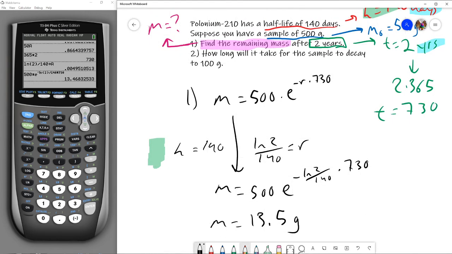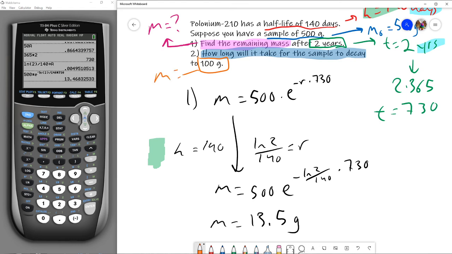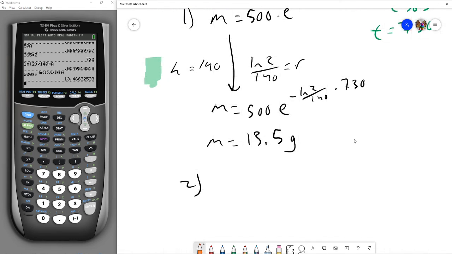So we're asked how long will it take for it to decay. That means we are looking for time. So this here tells us that we are looking for time. And I guess we'll use another color now. This right here is a value for m. So m is going to equal 100. So what we have then is 100 is equal to 500 e to the negative natural log of 2 over 140, and we said that t is unknown.